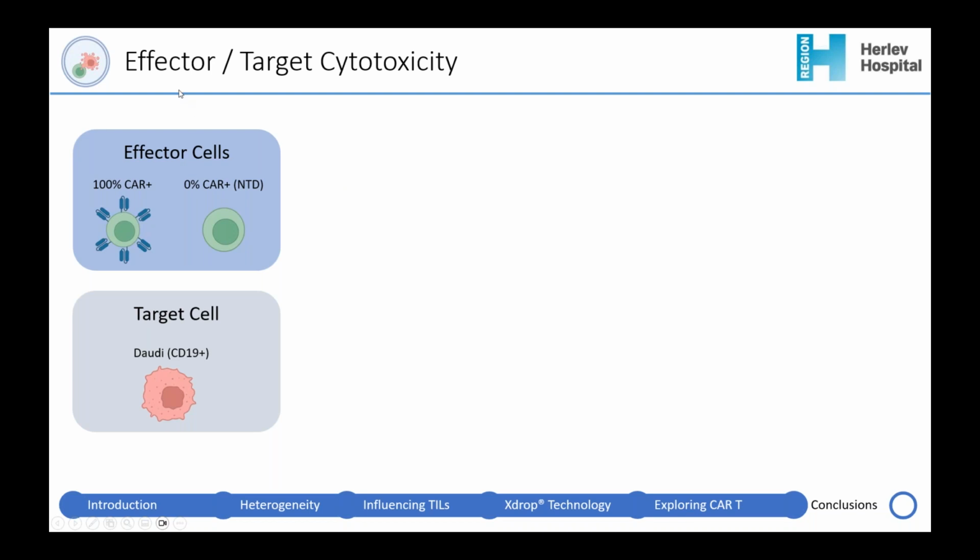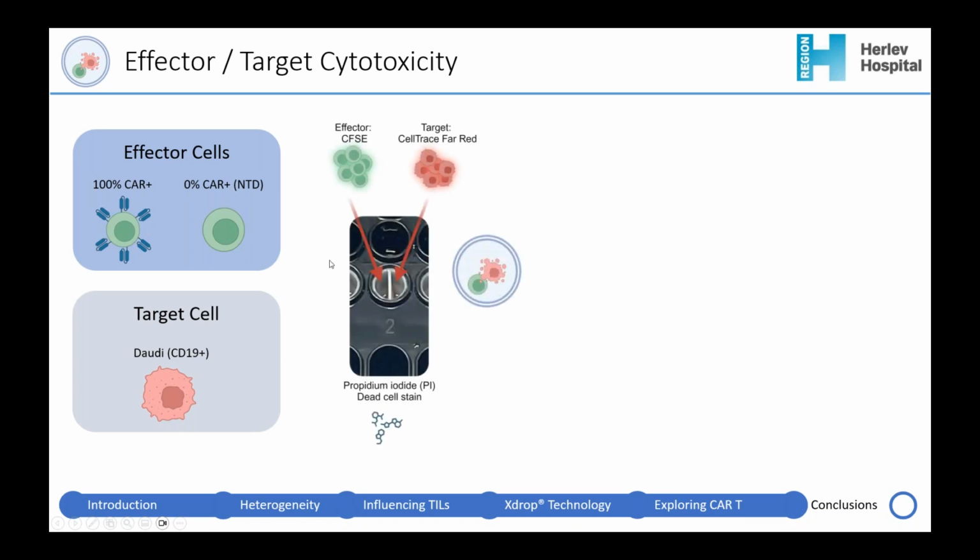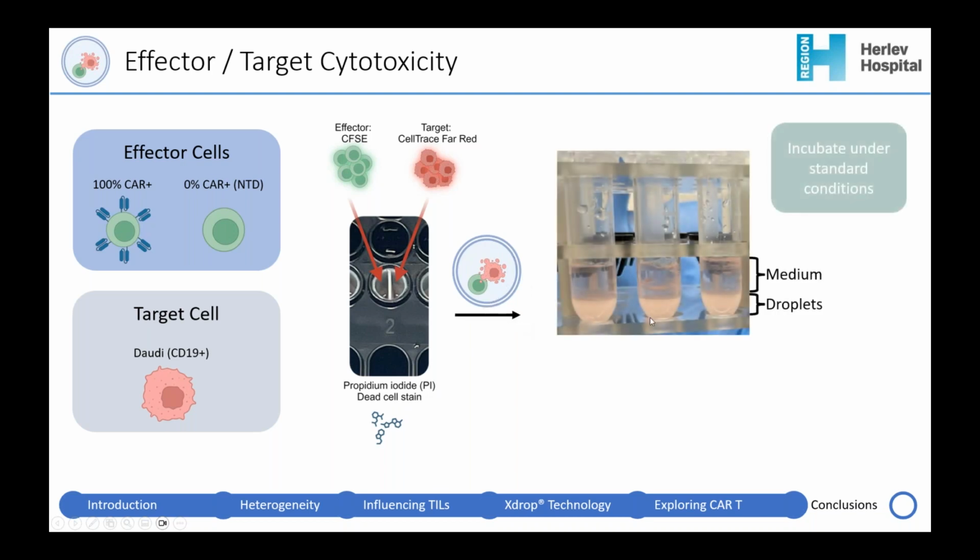So this is just an effector target cytotoxicity experiment that we did. So for the setup here, we have either 100% CAR T cells or non-transduced cells, so CAR negative cells. These are our effector cells and a CD19 positive target cell line. So after staining the cells with 2 different colors, they go into each side of the insert here. We also add a dead cell stain, so propidium iodide will detect dead cells. And then we run the protocol, and then we harvest the production.